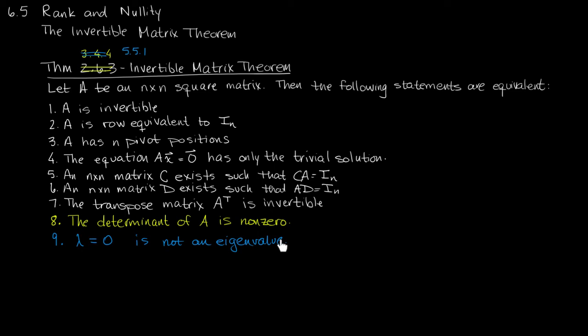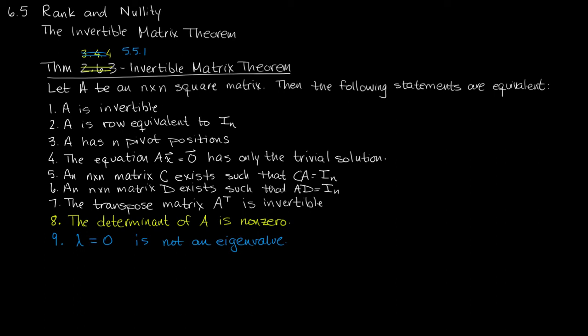And because it's an if and only if statement, it also says that if number 9 is true, then number 1 is true. And if number 1 is true, that implies that, say, 4 is true, then 9 implies 4 as well.